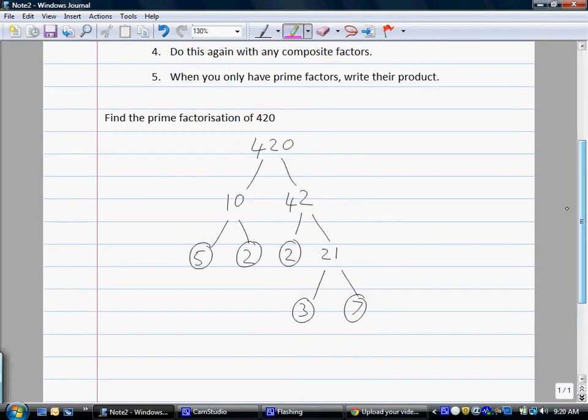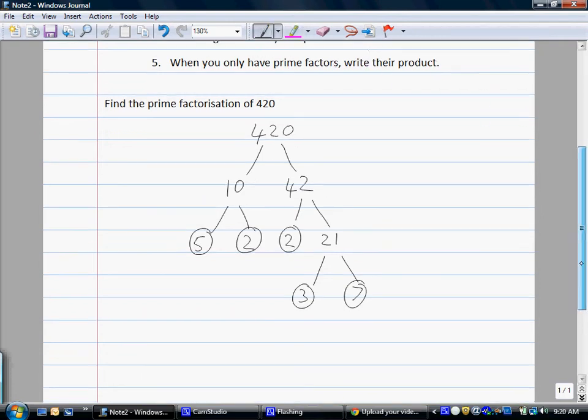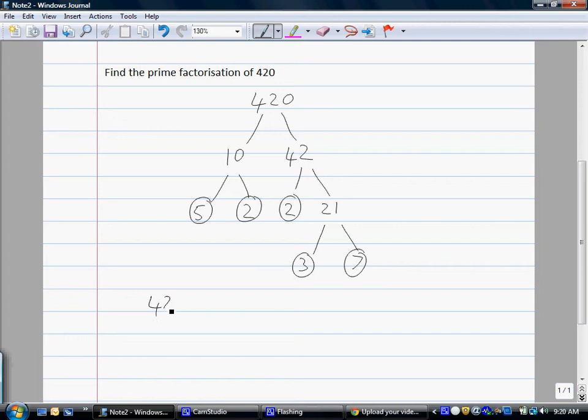So the final step, when you only have prime factors, write their product. So now I write 420 is equal to, and I just use my prime factors. I'll write them in ascending order from smallest to largest to make it clearer. So 2 is the smallest. I'll cross out a 2 so I know I've used it. Next one, there's another 2, and then there's a 3, and then a 5, and then 7, and I'm done. So my prime factorization of 420 is 2 times 2 times 3 times 5 times 7.